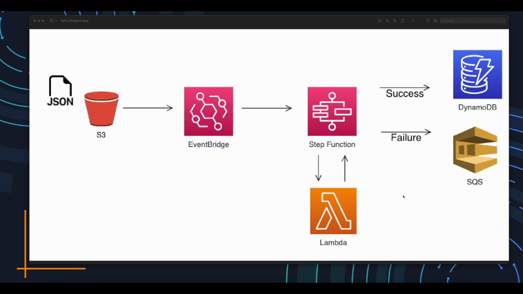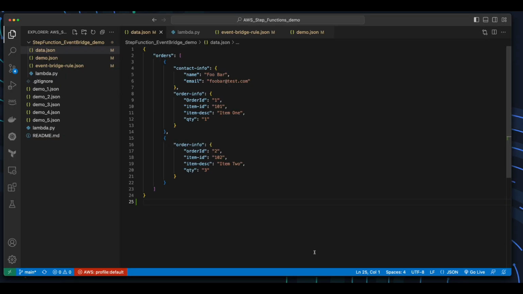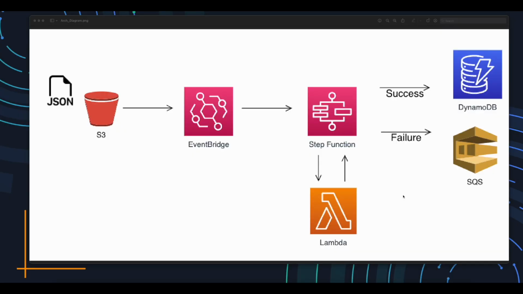Now, going back to our architecture diagram, we'll recall that when an object is uploaded into S3, basically this JSON document, it will trigger the EventBridge rule, which will invoke the step function. The step function will retrieve the object from S3 and then pass the individual orders to a Lambda function, which will determine whether it contains contact info. So let's jump back into VS Code and take a look at the Lambda function.